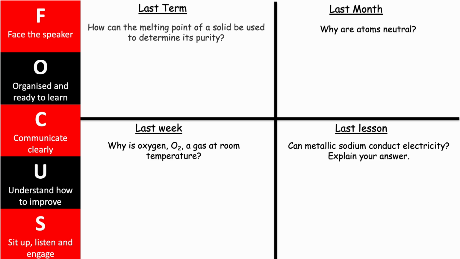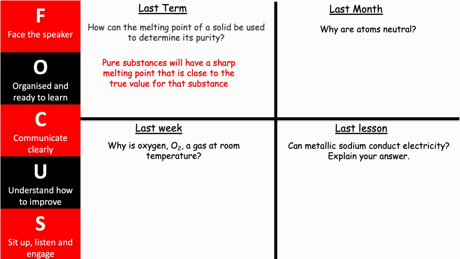Looking at the last term question, it says, how can the melting point of a solid be used to determine its purity? We know a pure substance has a very specific, exact melting and boiling point. So, for example, water boils at exactly 100 degrees if it is pure. So what we would do is melt the substance and see if it melts at a very specific temperature and compare it to a database of known melting points. So compare it, Google online, and research its known melting point to see if it matches up to the true value.